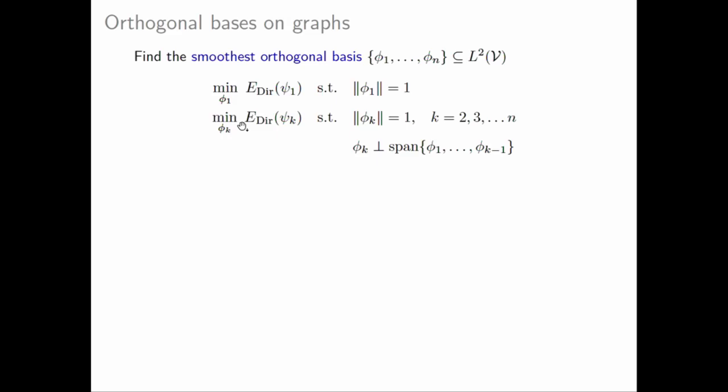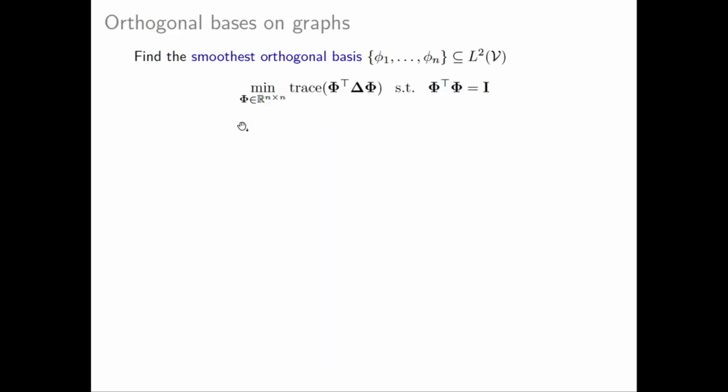And so we can measure this by solving the following problem. It's a constrained optimization problem, right? We're going to look for the function that is the most smooth, that minimizes the Dirichlet energy, that has unit norm. That would be the first line. The second line is, okay, what is the next basis element that is orthogonal to the first one, that is as smooth as possible?